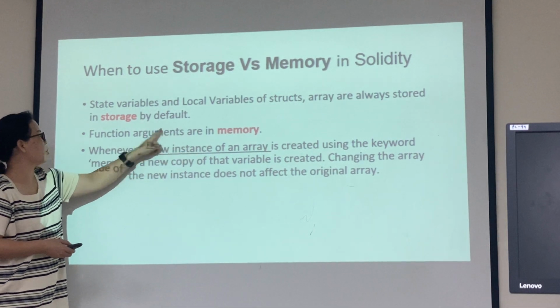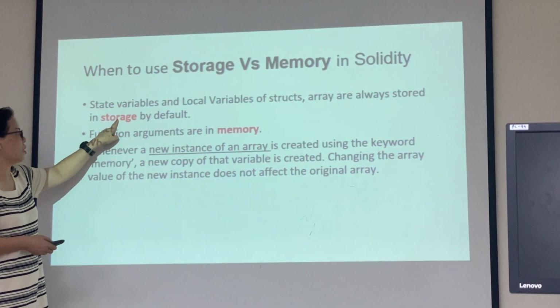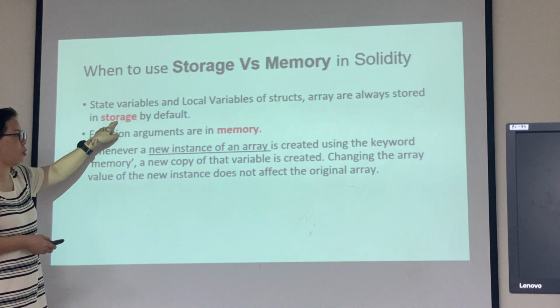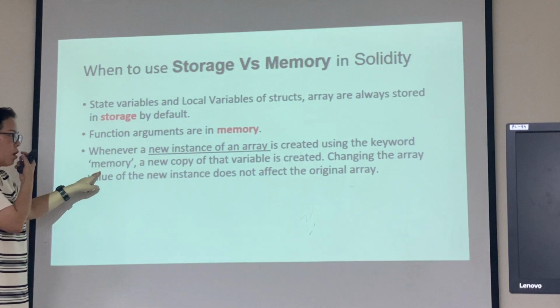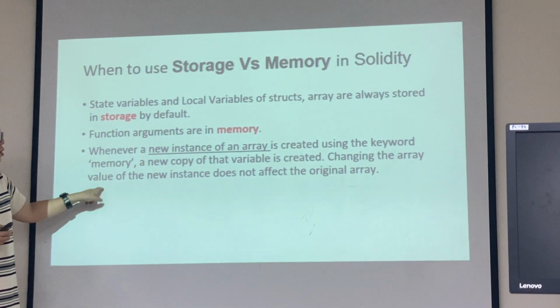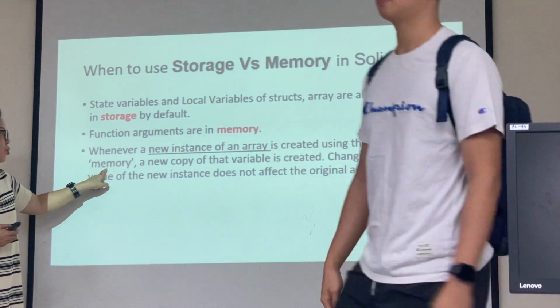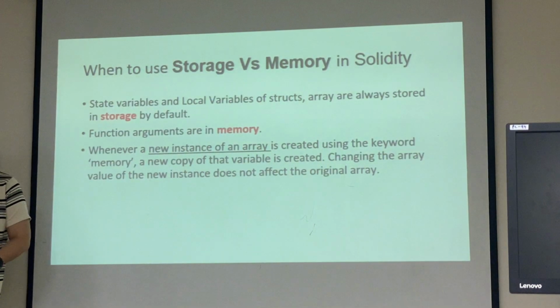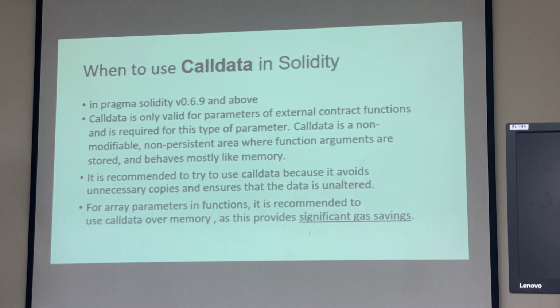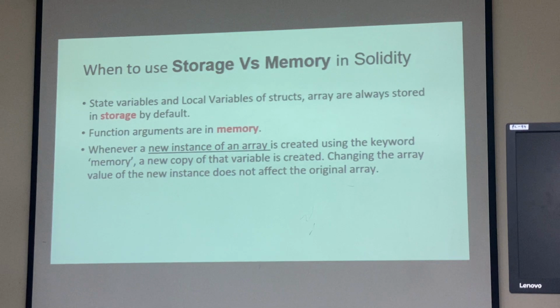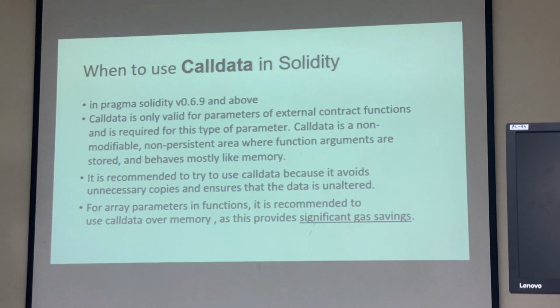The array is actually in default storage, the permanent store. But because you defined it as memory, you make a copy, and whatever you change in the new instance does not affect the original. So these are the two different data locations, storage and memory. As a programmer, you need to define them.